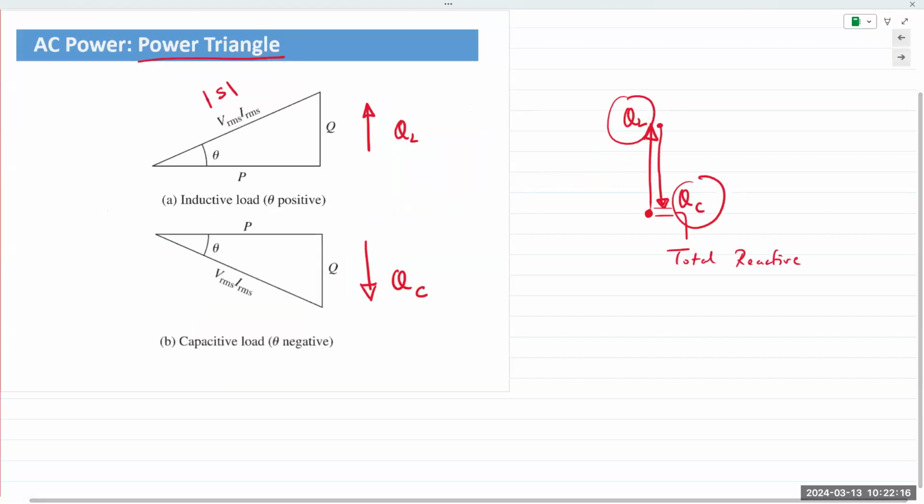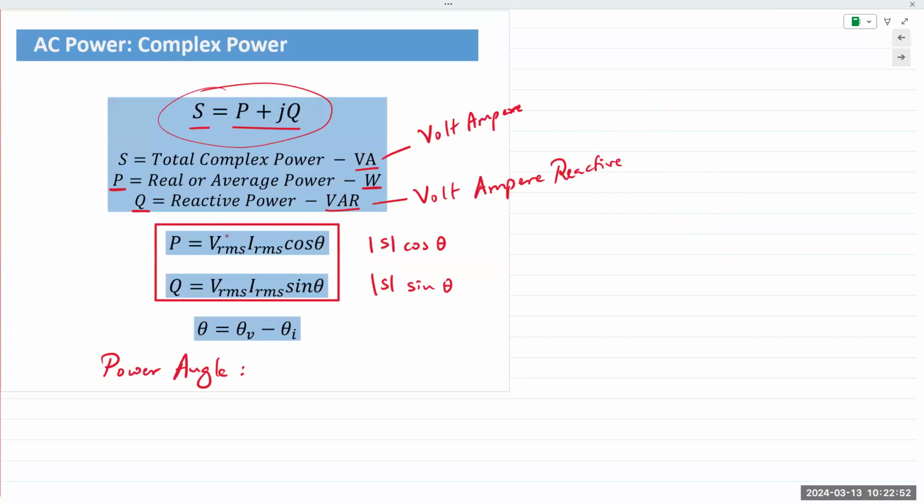But as I was saying, when you join the two sides of the triangle with the hypotenuse, that gives you the magnitude of S. The magnitude of S is the product of the RMS values of the voltage and current, so it's VRMS times IRMS. You can describe real power P as the magnitude of S, the hypotenuse, times cos theta. Hence, we get the equation VRMS IRMS times cos theta. And the same thing for reactive power Q.